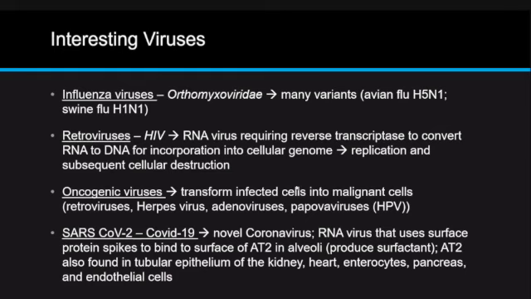Retroviruses are also very interesting because they are RNA viruses. And HIV happens to be a retrovirus. And so its genome is RNA, which means it requires reverse transcriptase to be able to convert that RNA into DNA so that it can then be incorporated into the human host genome. Okay, where then replication and then cellular destruction occurs. So it is an entire process.